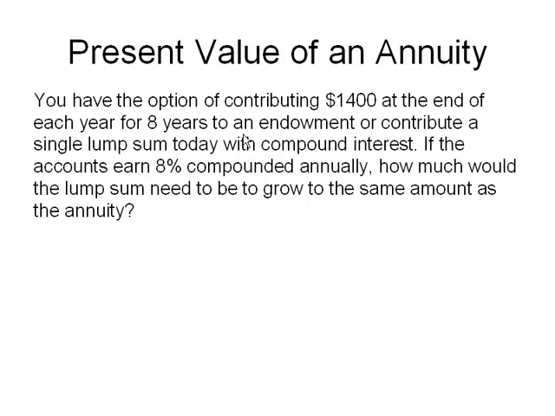So let's take a look at an example. You have an option of contributing $1,400 at the end of each year for 8 years to an endowment, or to contribute a single lump sum today with compound interest. If the account earns 8% compounded annually, how much would the lump sum need to be to grow to the same amount as the annuity? So what we're looking for is the present value of that annuity.